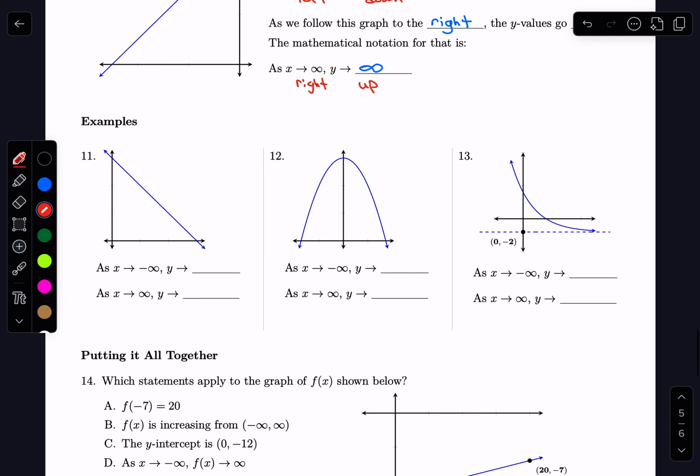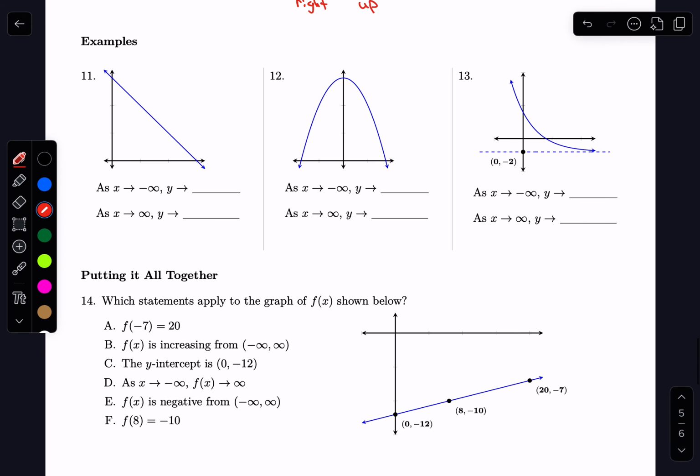So a couple examples with this. Numbers 11 through 13. For 11, we have as x approaches negative infinity, y approaches positive infinity. The left side of this graph is going up. The right side of this graph is going down. So for our other answer, as x approaches positive infinity, y approaches negative infinity.